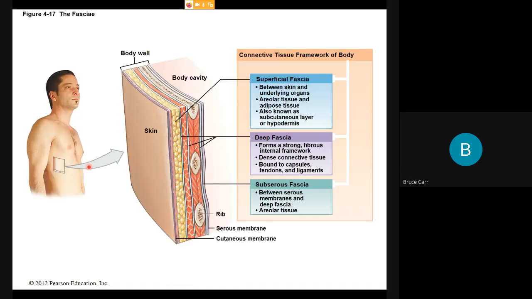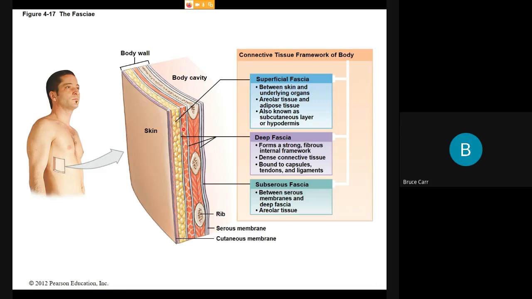The fascia, showing the connective tissue framework of the body. Here's an example from the lateral right wall of the abdomen, high up outside the ribs. Here's the skin, the integumentary system with its areolar and fat layers. Here's, as you can see, a deep fascia. That deep fascia consists of these layers of connective tissue that provide ready adherence. So for example, the three layers of the epidermis will lay on this areolar tissue.